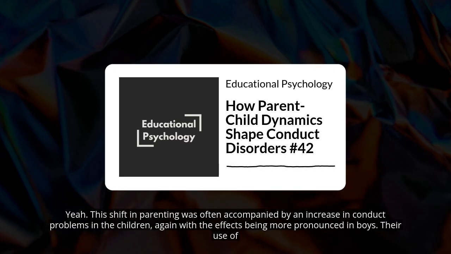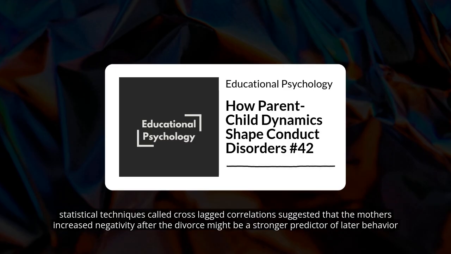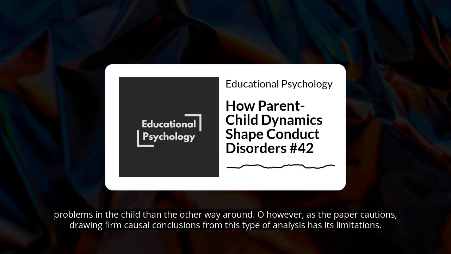This shift in parenting was often accompanied by an increase in conduct problems in the children, again, with the effects being more pronounced in boys. Their use of statistical techniques called cross-lagged correlations suggested that the mother's increased negativity after the divorce might be a stronger predictor of later behavior problems in the child than the other way around. Okay. However, as the paper cautions, drawing firm causal conclusions from this type of analysis has its limitations.